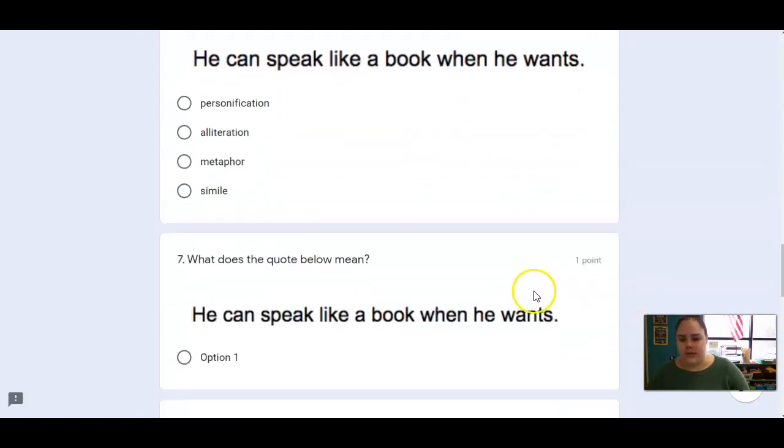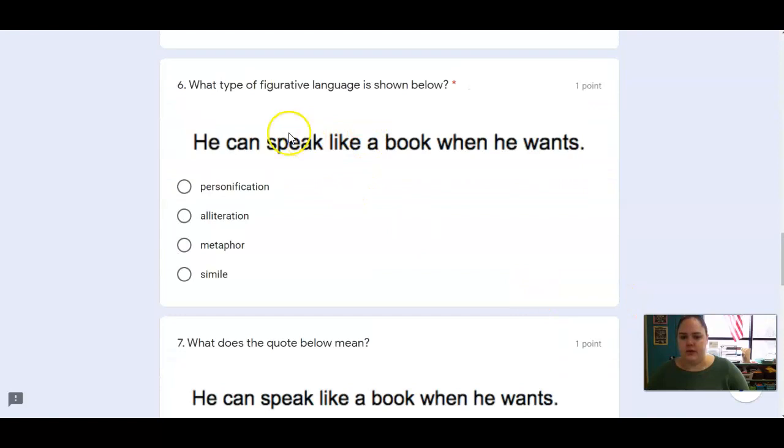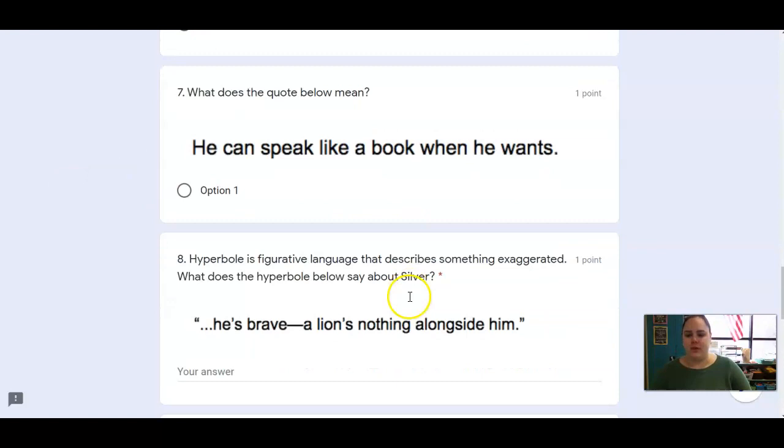All right, number 6. You're going to talk about which figurative language is used here. It's also up in that anchor chart. He can speak like a book when he wants. Number 7, I got to change that to a written response. You're just going to tell me what this means. He can speak like a book when he wants. What does it mean if someone speaks like a book? This means blank.